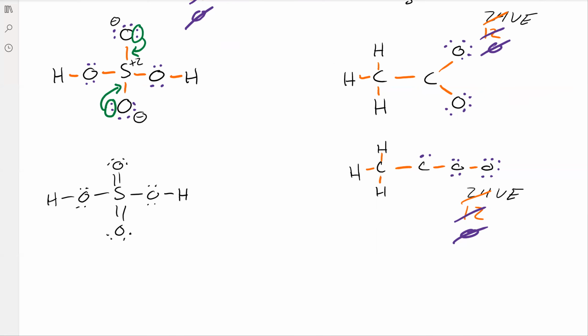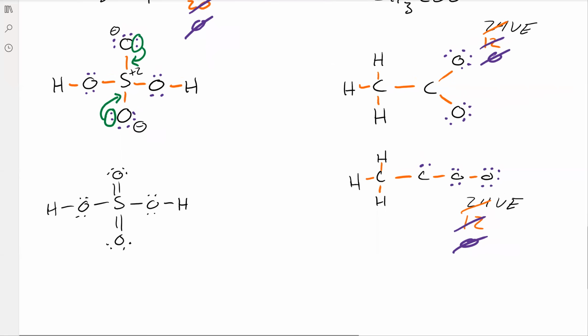And there's our Lewis structure for sulfuric acid. Note again, the sulfur is breaking the octet rule, but if you calculate all of these formal charges, they're all equal to 0, and sulfur is a period 3 or below element, so it is indeed allowed to break the octet rule.